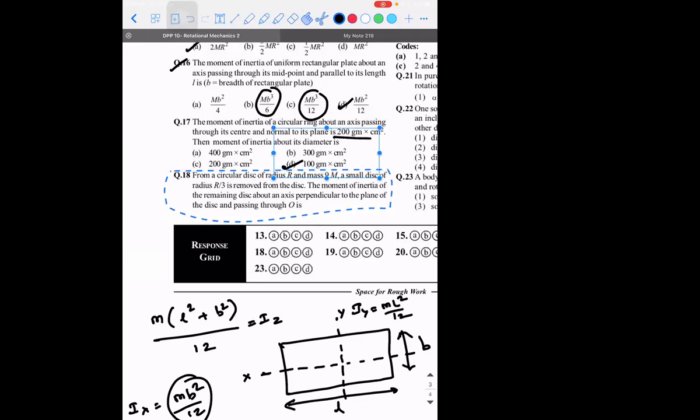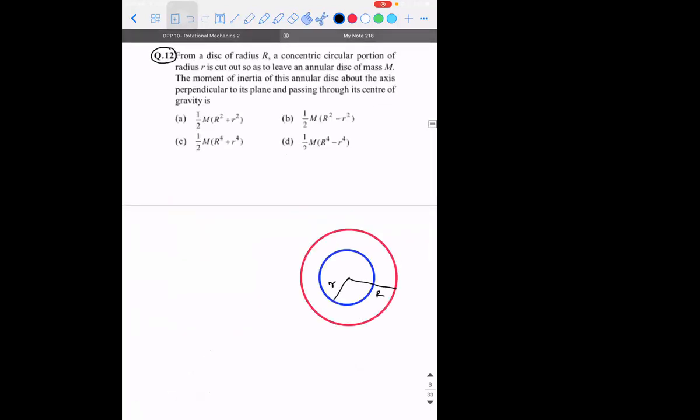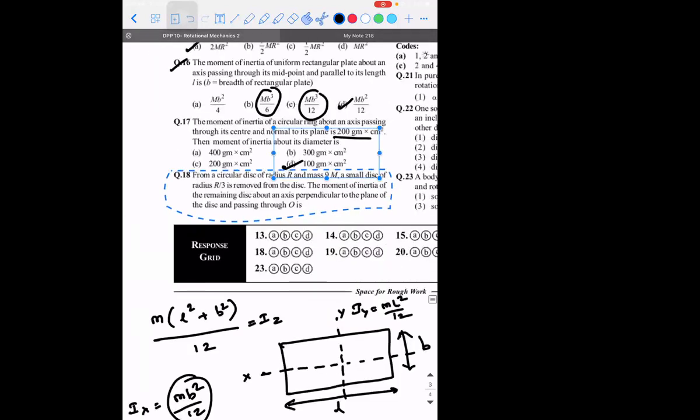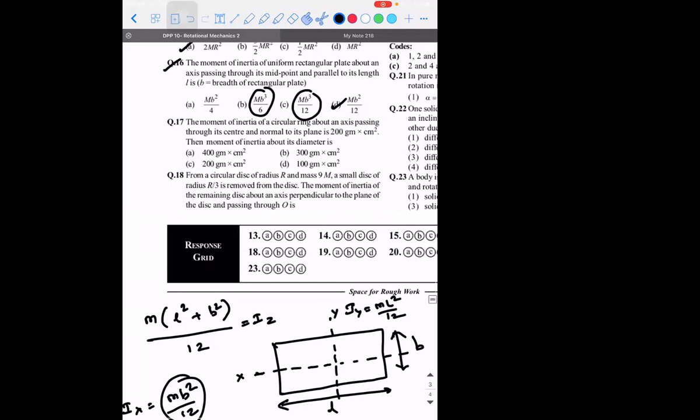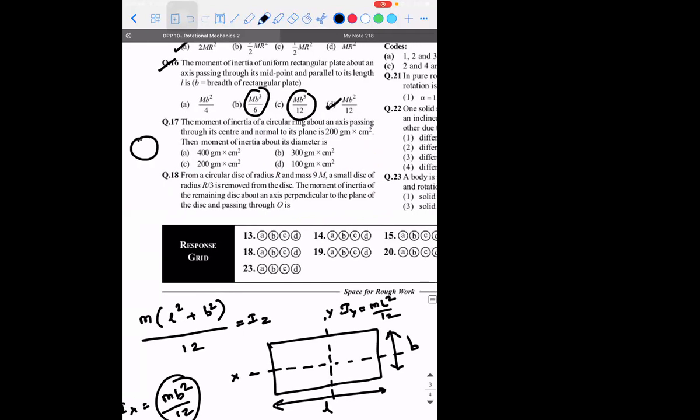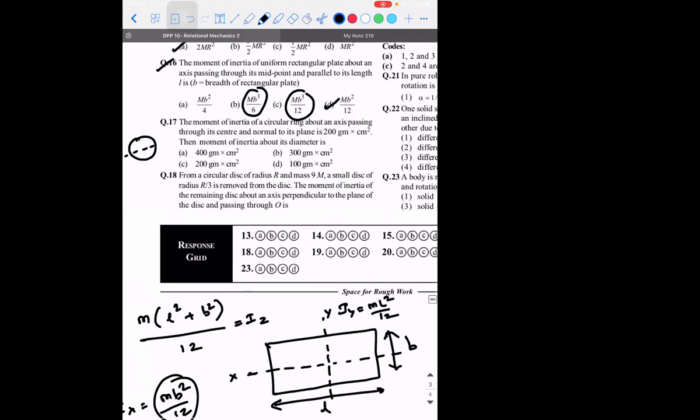If they didn't mention anything about the plane and simply ask about its diameter, then the diameter will be in the plane only. Diameter cannot be out of the plane. If you take a circular disc, it should have its diameter only in the plane. Only about a tangent they will specify in the plane or perpendicular. Okay? Are you clear? Yeah.